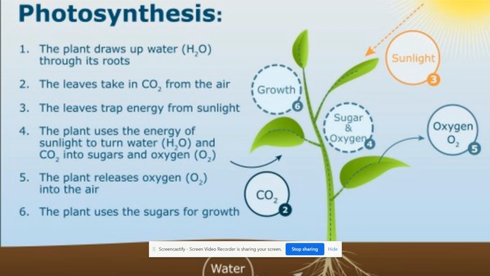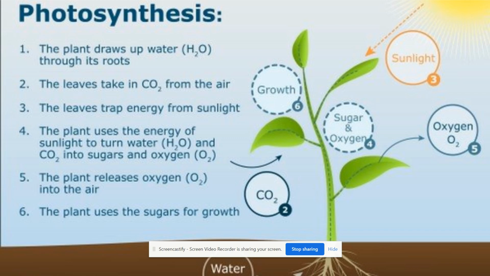There are two products, right? The main one I've been talking about since the video started, and that is glucose, sugars. The plant makes glucose or sugars when this process is completed. And it's going to use that glucose in another process called cell respiration, which we'll review in just a second.